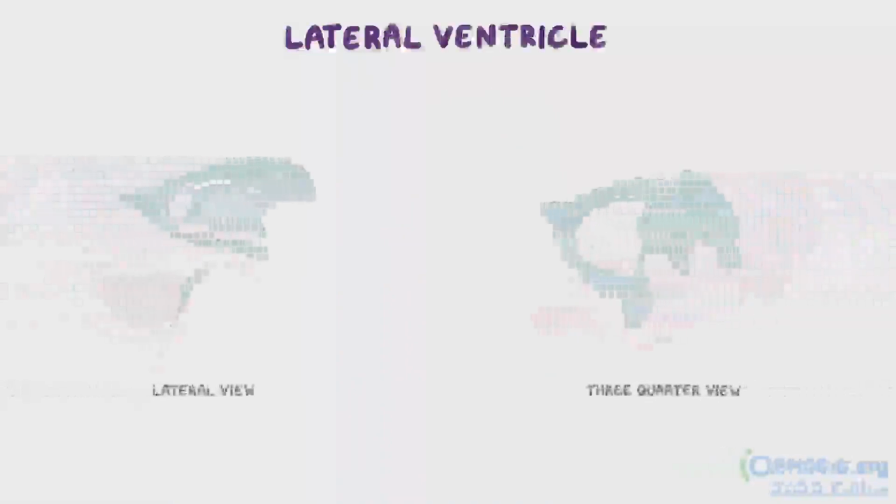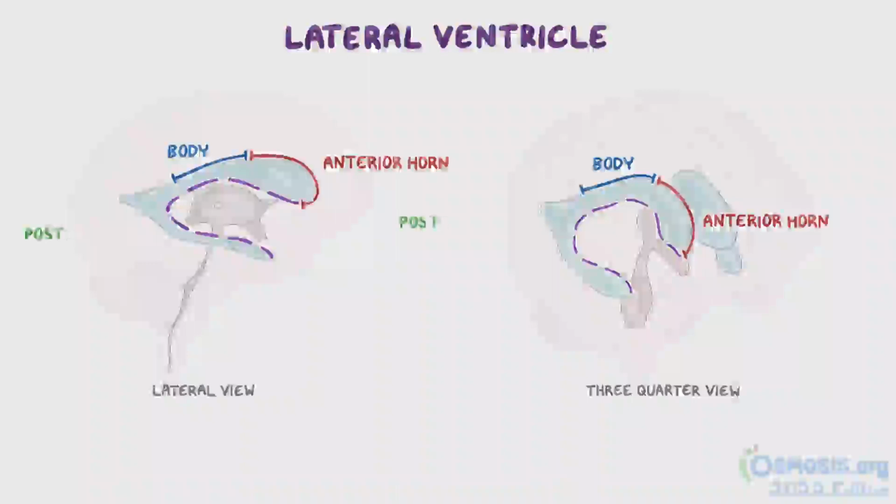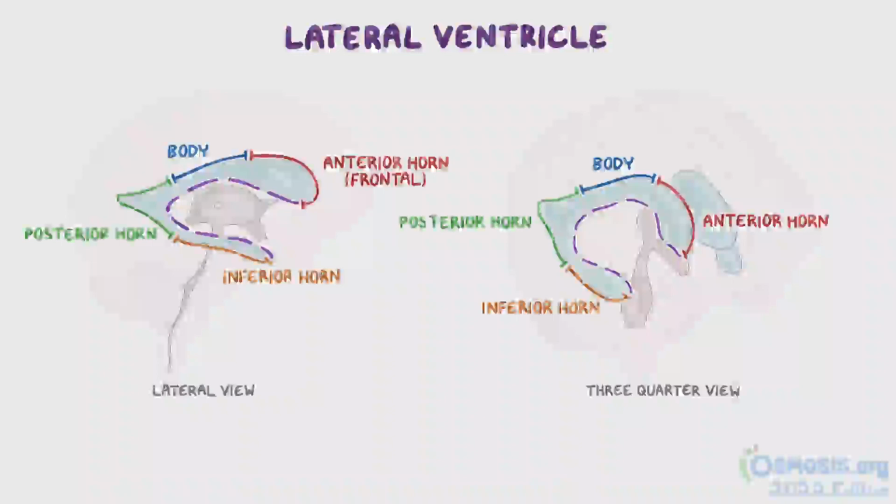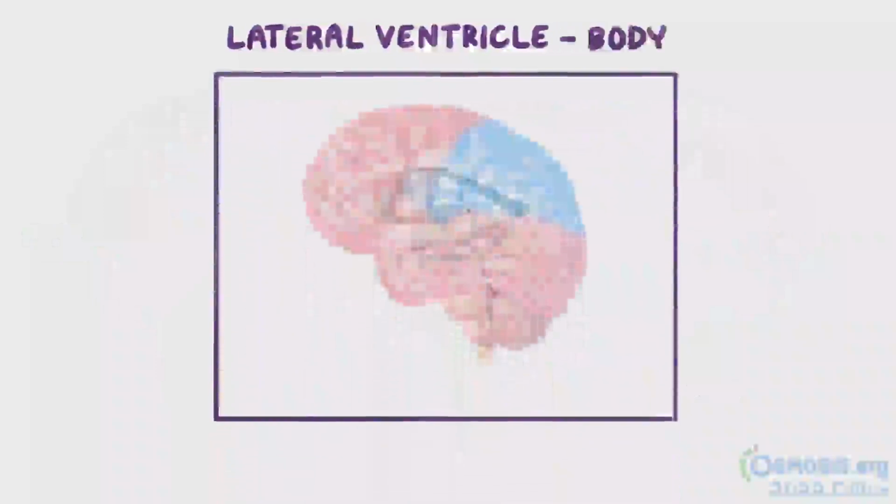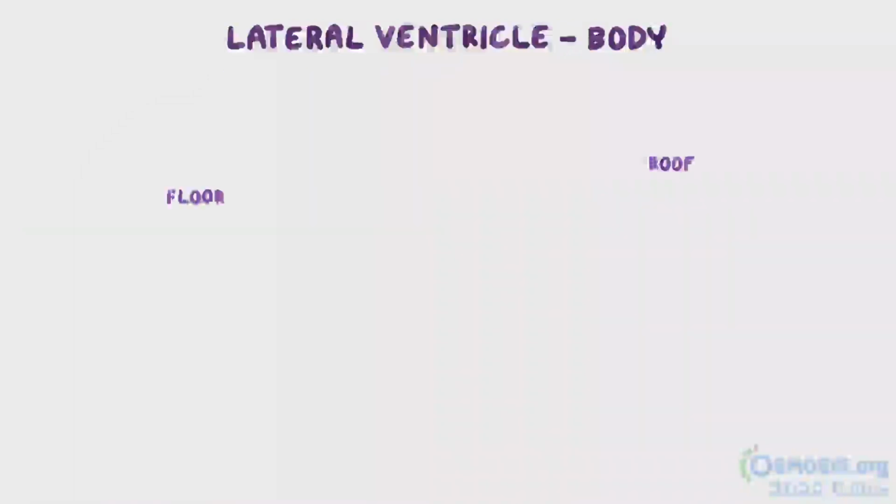Each of them is shaped like the letter C, and they each have a body, or a central part, and 3 horns. The anterior horn, posterior horn, and inferior horn, also called the frontal, occipital, and temporal horns respectively. To begin, there's the body of the lateral ventricle, and it can be found deep within the parietal lobe. The body of the lateral ventricle has a distinct roof, a floor, and a medial wall.